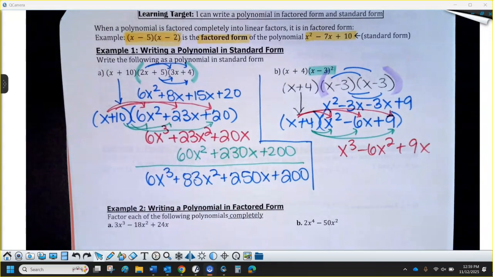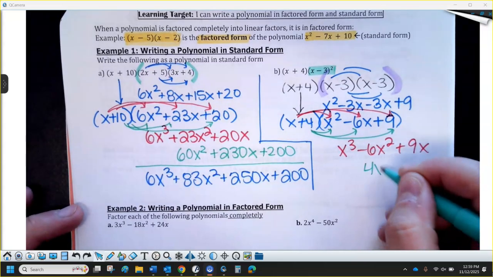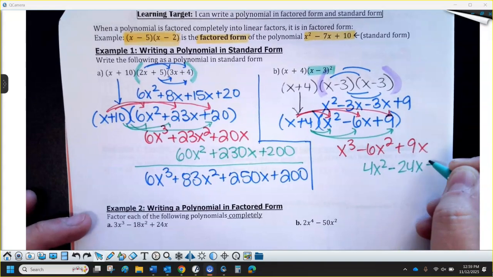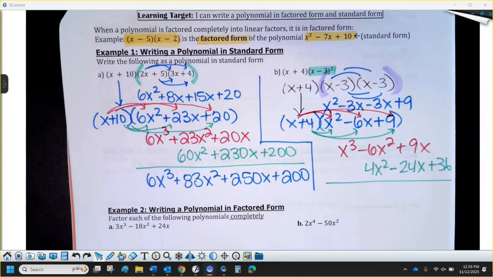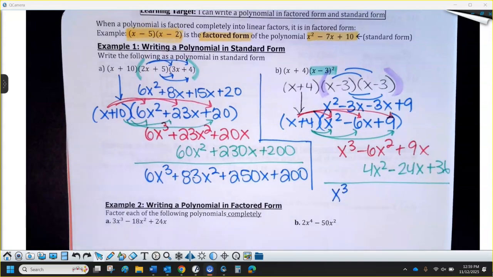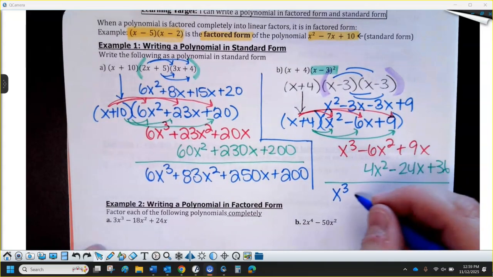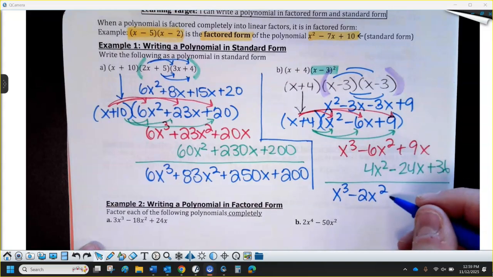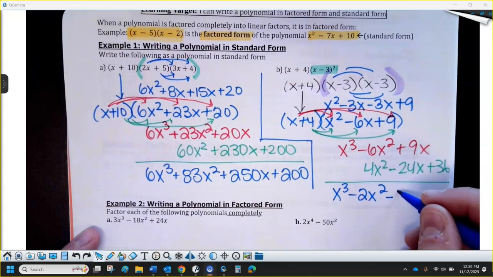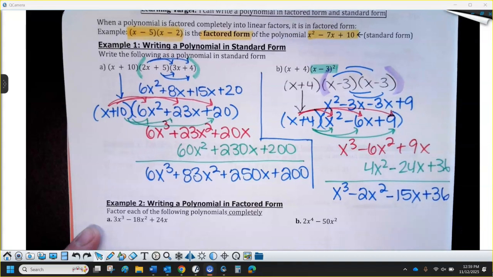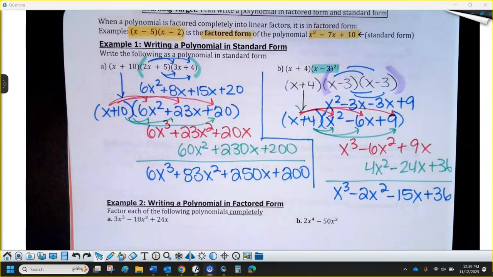And then I'm going to multiply everybody by 4. So we're going to get 4x squared minus 24x, and then plus 36. And I just try to stack the like terms on top of each other to make it easier to combine like terms. I only have one term with an x cubed, so nothing to combine that with. Negative 6x squared and 4x squared is negative 2x squared. Positive 9x minus 24x would be, don't judge, negative 15x. I think that's right. And then 36, that's the only plain number, so there's nothing to combine that with. And that would be my polynomial in standard form.